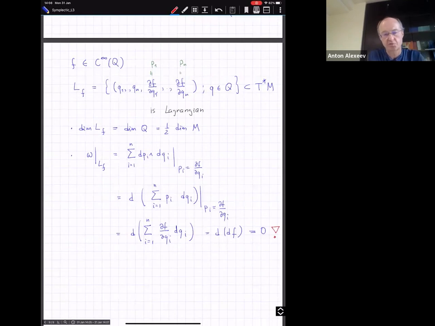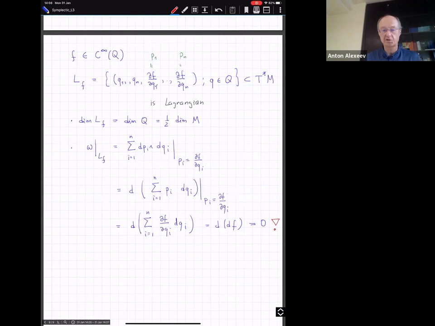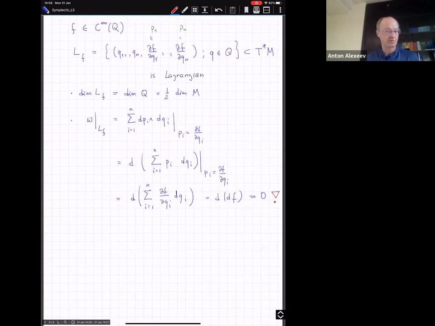Of course, you can also prove it more directly. You will see that there you will have second derivatives of f, the Hessian matrix of f, which is symmetric, and multiplied by dq_i wedge dq_j, which is skew-symmetric. And this would also give 0. So in this way, we have lots of Lagrangian submanifolds in the cotangent bundle.